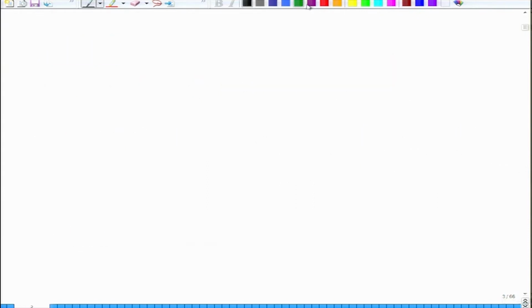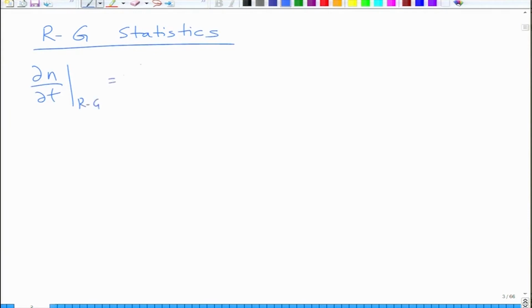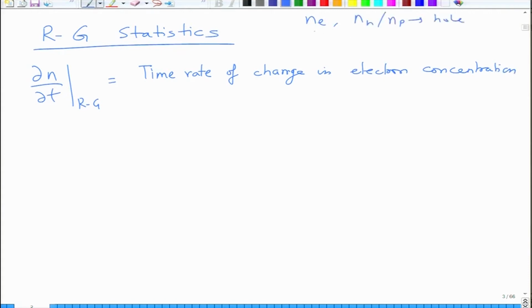So, basically this is called recombination generation statistics in semiconductors. We first define del N by del T, and we say Rg. This is basically the time rate of change in electron concentration. If you recall, we earlier said Ne is electron concentration, Nh or Np was the hole concentration. These have now been modified to N and P. So, N is electron concentration and P is hole concentration.